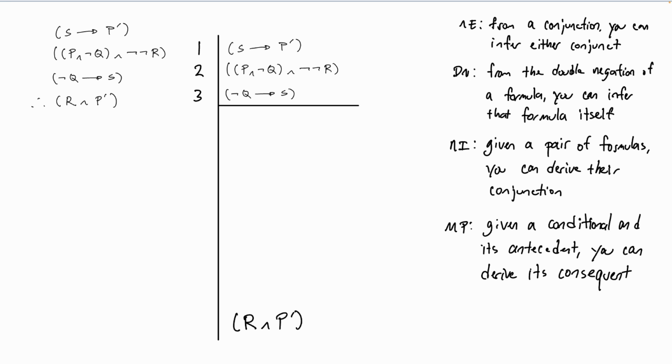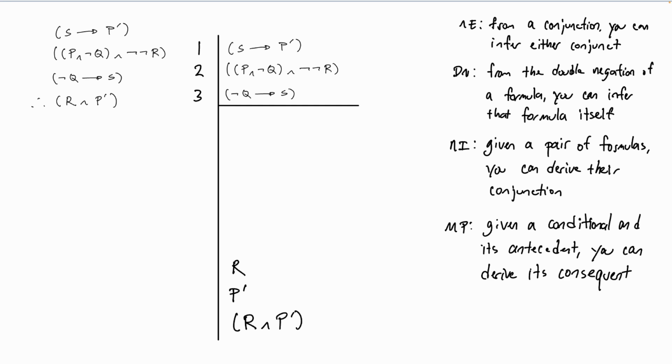So I'll tentatively write down R and P prime here just to indicate that these are now my immediate goals, in the sense that those are the conclusions that I'm now focused on deriving. Now, how might I be able to derive R and how might I be able to derive P prime? Let's start with R. Well, note that not R appears as the second conjunct of the premise at line 2. That gives me a pretty easy way to derive R, because from a conjunction, I can derive either conjunct. So from line 2, I can derive not R. And then from the double negation of a formula, I can derive that formula itself. So from not R, I can derive R. So now I have a plan for how to derive R.